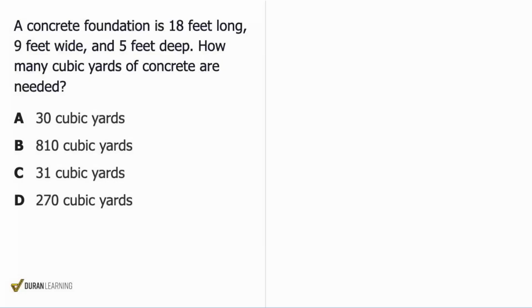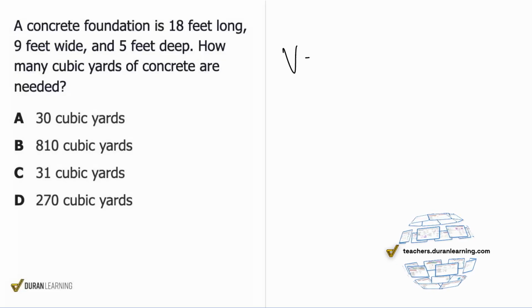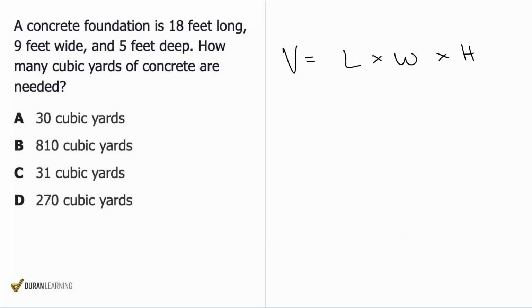You have your formula. So when you take a look at the dimensions that we're given, we have a length, width, and a depth, which is the same thing as a height. But if you take a look, length, width, and height, that's a rectangular prism. And a rectangular prism's volume is length times width times height, just like that.